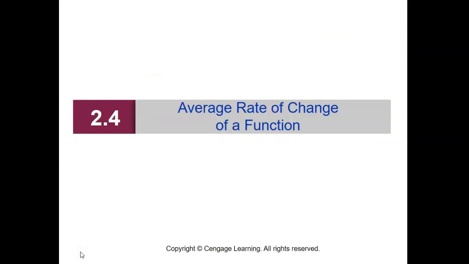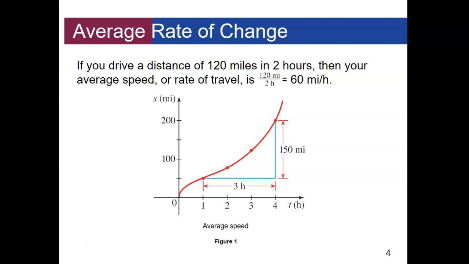Today's lecture is from section 2.4 on average rate of change of a function. When we talk about average rate of change, you can think of that as your average speed, so to speak. In this graph, if you drive a distance of 120 miles in 2 hours, then your average speed or rate of travel would be the total distance traveled divided by the time it took you to travel that.